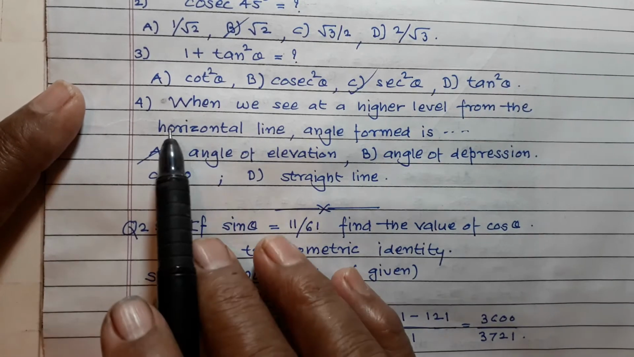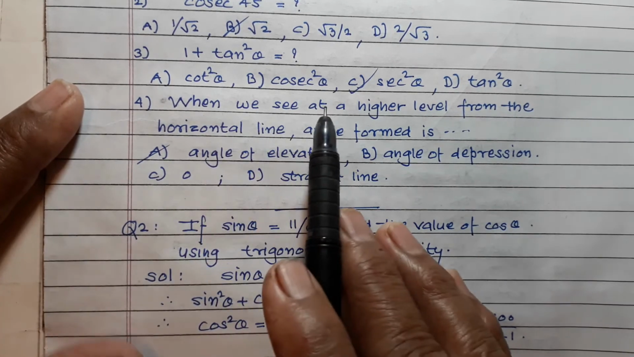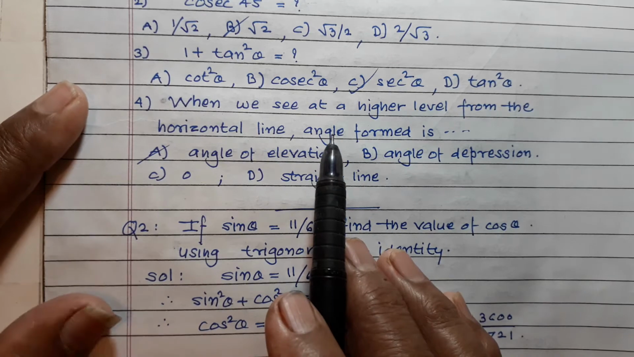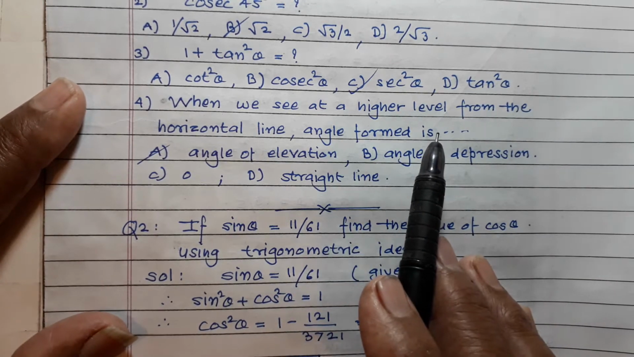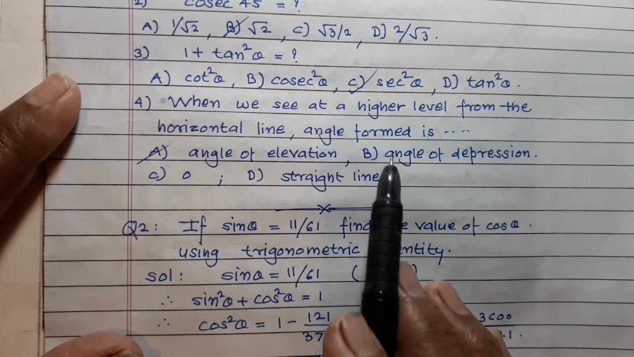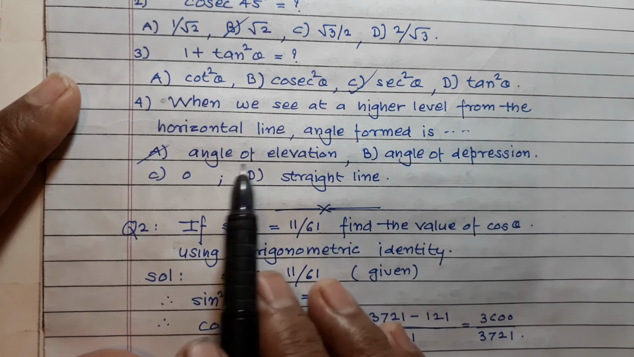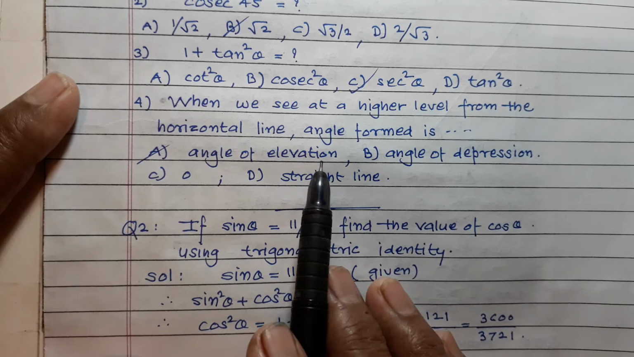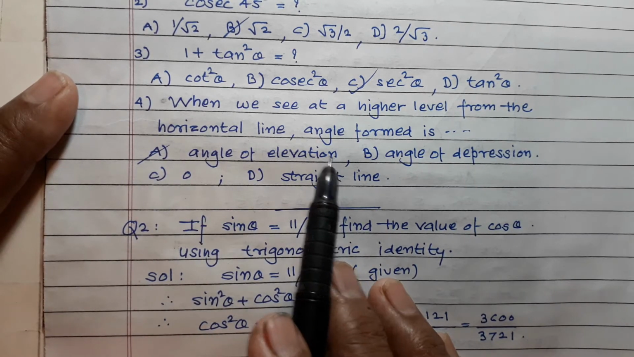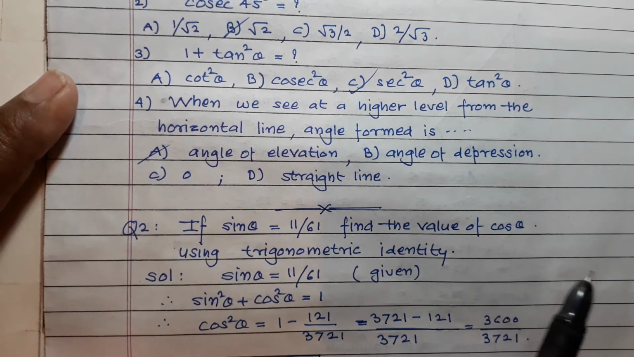Now question number 4. When we see an object at a higher level from the horizontal line, the angle formed is, so it is above the horizontal, and the object is above the horizontal, and therefore it is the angle of elevation. So the correct answer is angle of elevation, option A.